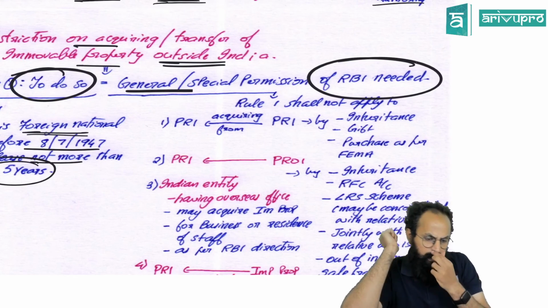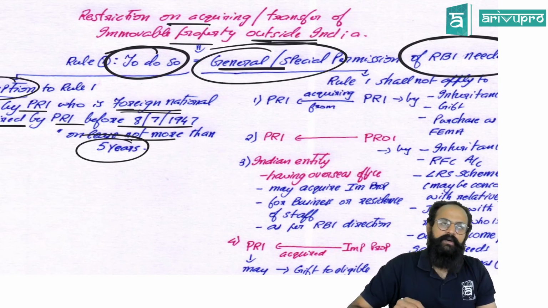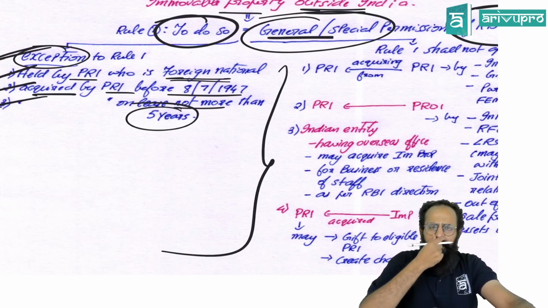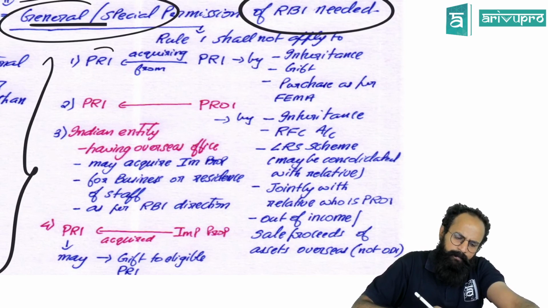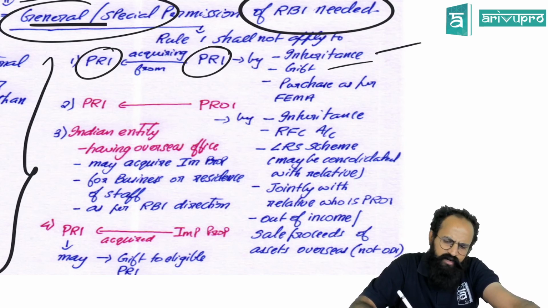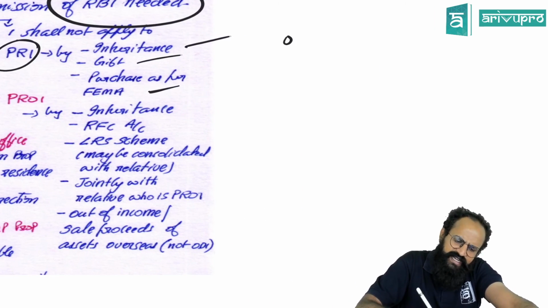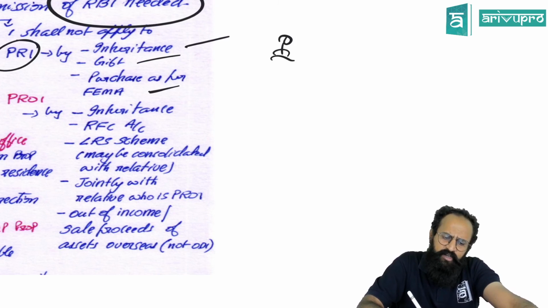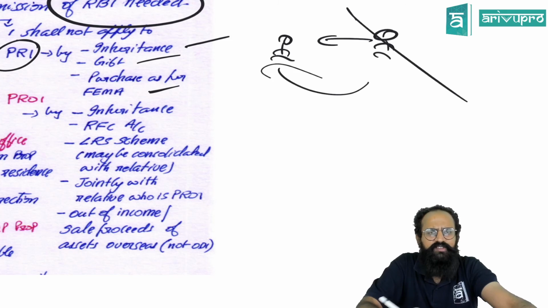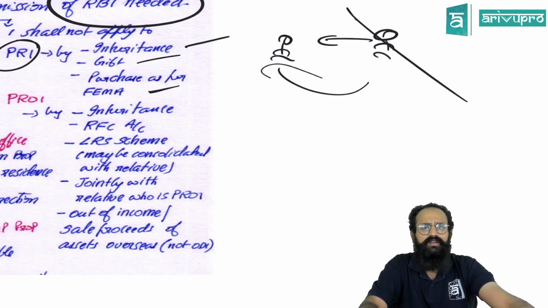Now, however, whatever this general or special permission and this exception, nothing will apply to these people. Nothing is required when a PRI is acquiring from a PRI by inheritance, gift, or according to FEMA rules. Meaning, there is an Indian PRI, and you are getting a property from another Indian. How? By inheritance. Maybe there was a PRI, this person passed away, and all his property will come to you as a legal heir, no? That is your inheritance. Then for that, why should I take permission? Not required. Next one, gift.